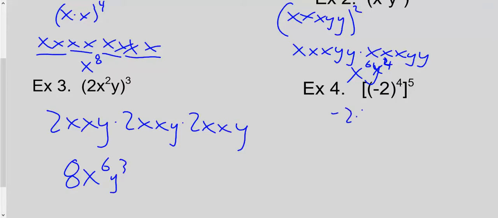Here I have negative 2 times negative 2 times negative 2. That's a lot of negative 2's. And then I have to do that 5 times. Oh boy. Here's what we're going to do. I'm going to copy paste this.